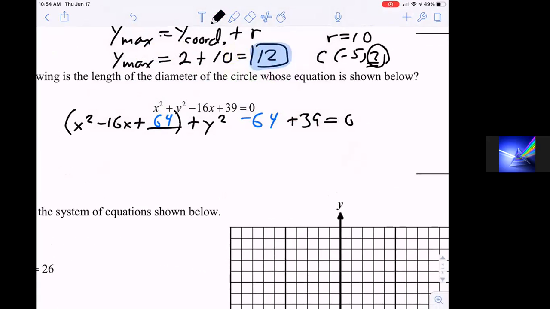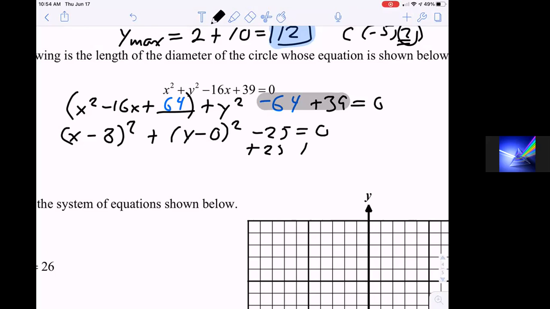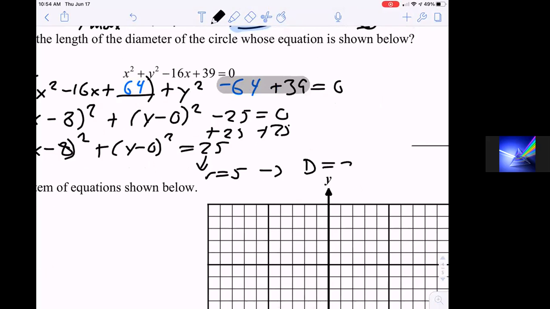We're going to group this, and we're going to add those numbers there. We get (x minus 8) quantity squared plus (y minus 0) quantity squared, and then -64 and 39 give you -25. Add 25 to both sides, we get (x minus 8) quantity squared plus (y minus 0) quantity squared equals 25, which means the radius equals 5. Now, if the radius equals 5, the diameter, which is 2 times the radius, would equal 10.